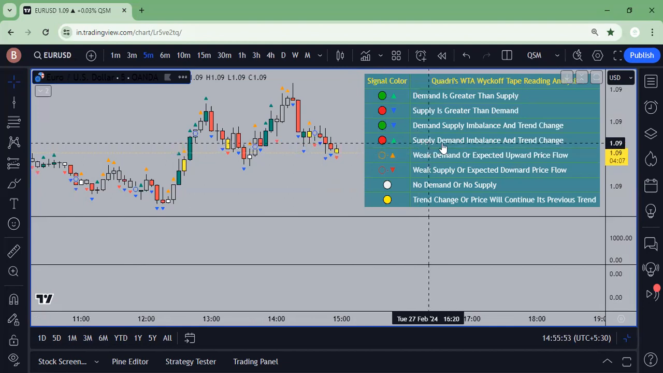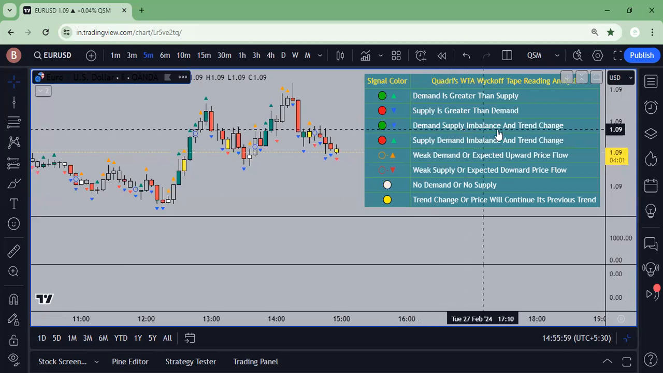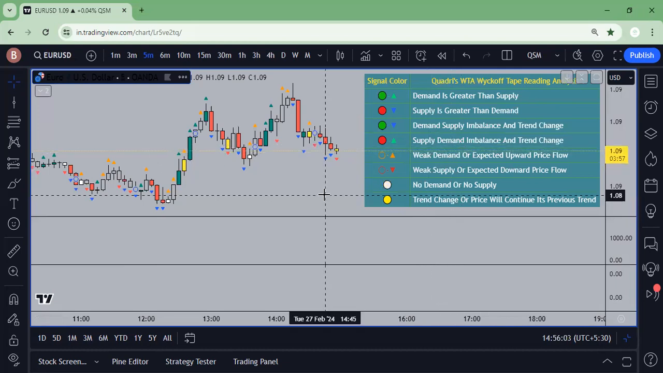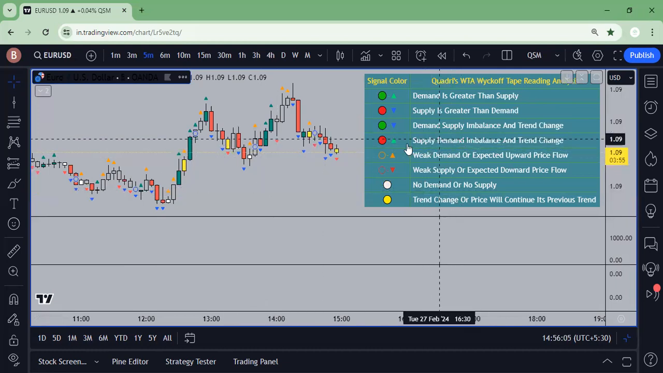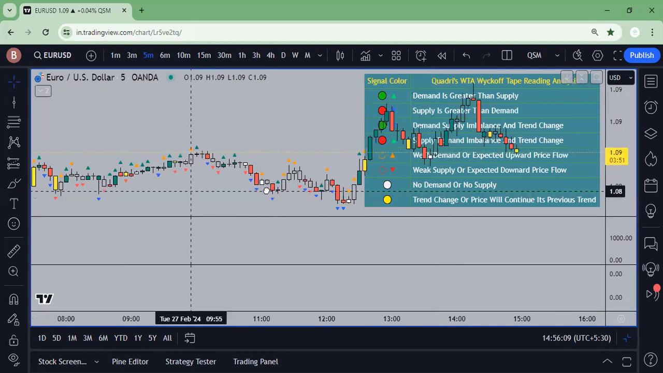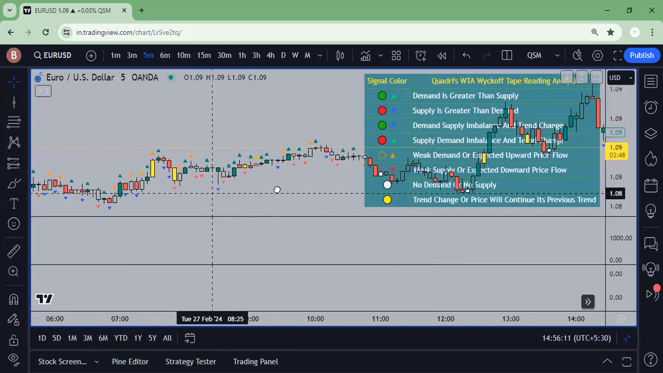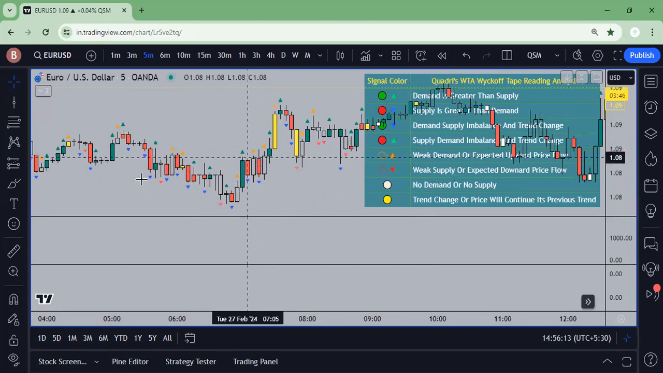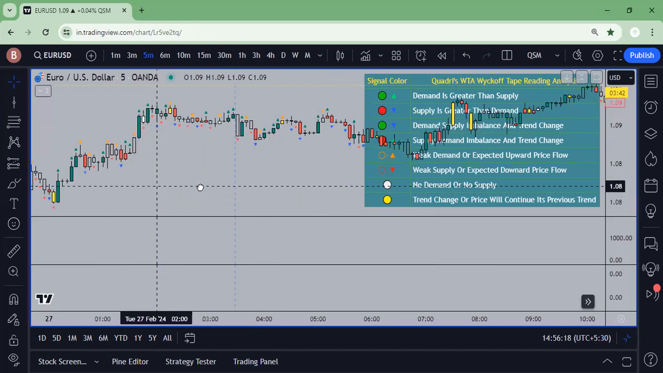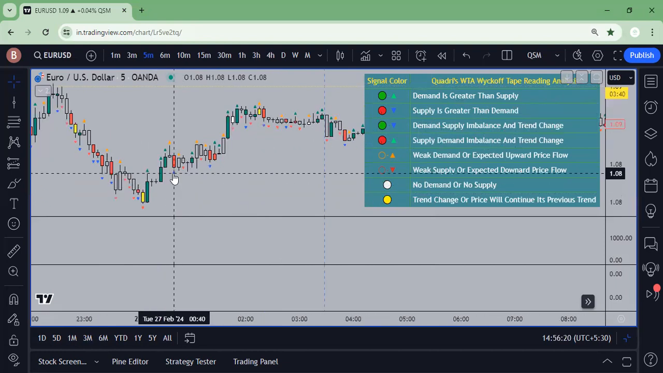Here it suggests a supply and demand imbalance. Here demand is coming first, then supply imbalance. Here supply and demand imbalance. So we'll find an example for this one. See, a green triangle with red candle here.